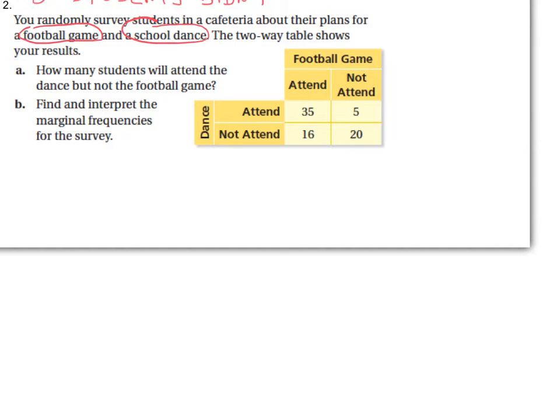Again, I want to use what I know about these tables. Will attend the dance is this row, but not attend the football game. That would be this number right here. They're going to the dance, not the football game. So we would answer here A, which is 5 students.